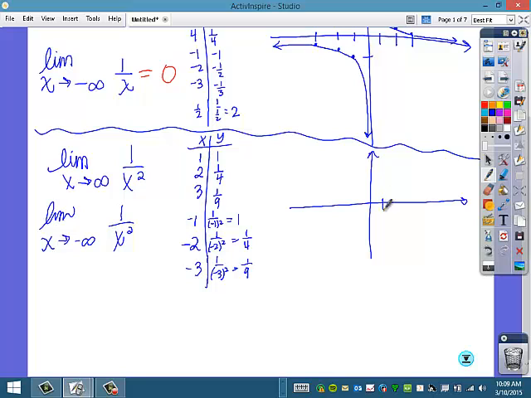So at 1, at 2, I'm at 1/4. At 3, I'm at 1/9. And if I were to plug in like 1/2, that would be 1 over 1/2 squared, which is 1 over 1/4, which is 4. So at 1/2, I'm all the way up at 4. And over here, I have -1, 1, -2, 1/4, -3, 1/9, and the same situation's happening.